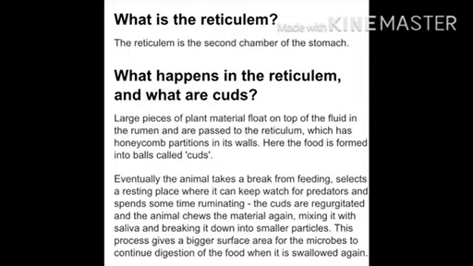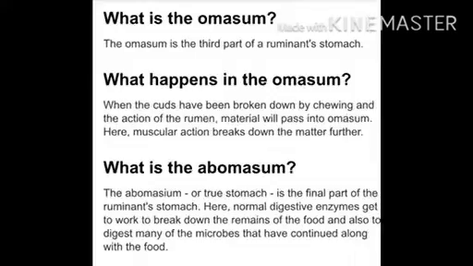a ball called cud. Eventually, the animal takes a break from feeding, selects a resting place where it can keep watch for predators, and spends some time ruminating. The cuds are called back to the mouth and the animal chews the material again, mixing it with saliva and breaking it down into smaller particles. This process gives a bigger surface area for the microbes to continue digestion of the food when it is swallowed again.